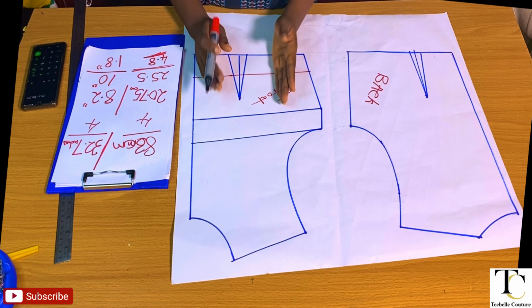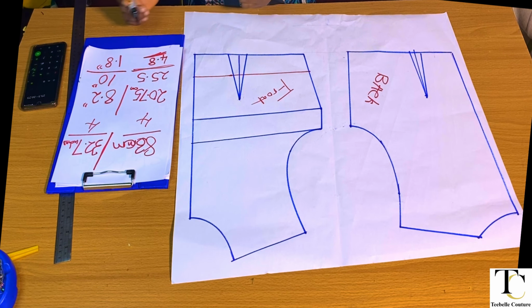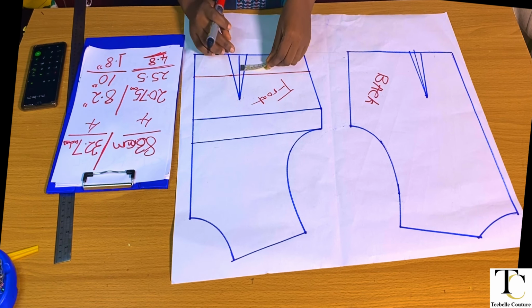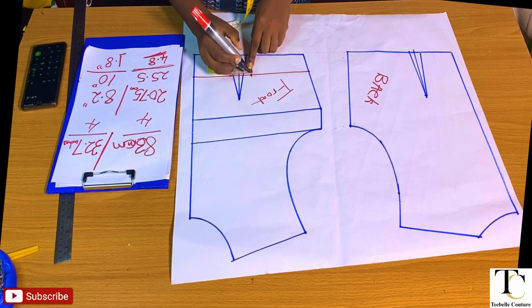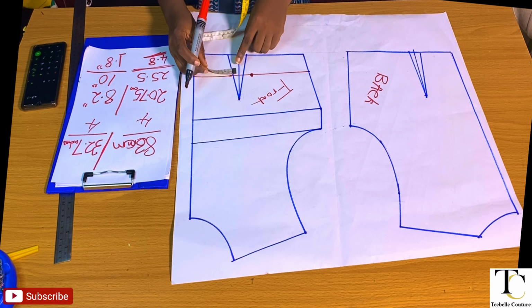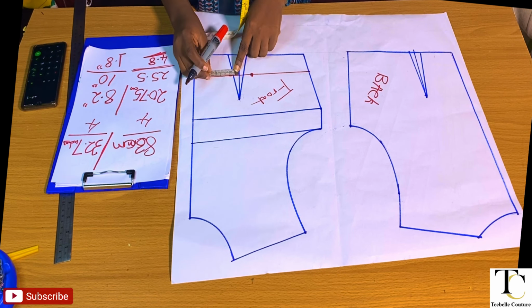The next thing I'll be doing is to distribute what I have to my side front and my center front. And I'll be taking the bigger part of the number to the side front and the smaller part to the center front. For instance, I have 4.8 centimeters, 1.8 inches.